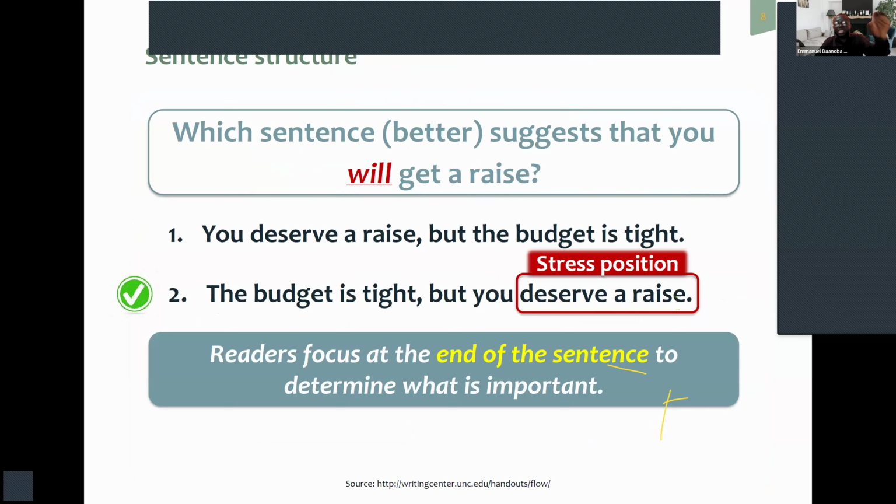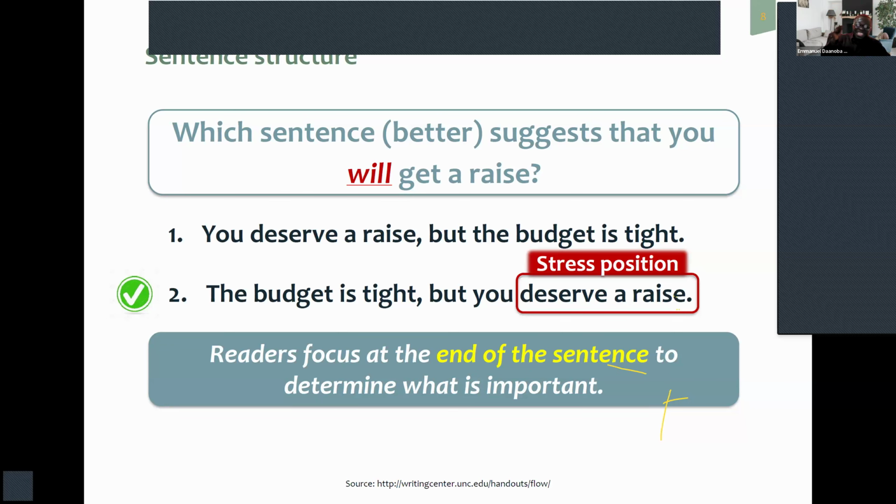So now let's look at the sentence structure. Which sentence better suggests that you will get a raise? I'm giving you the examples. Which of the sentences better suggests that you will get a raise? The first sentence, you deserve a raise, but the budget is tight. Then the second sentence, the budget is tight, but you deserve a raise. Now, looking at these two sentences, which of them better suggests that you will get a raise? The answer is already highlighted in green. Number 2, the budget is tight, but you deserve a raise.